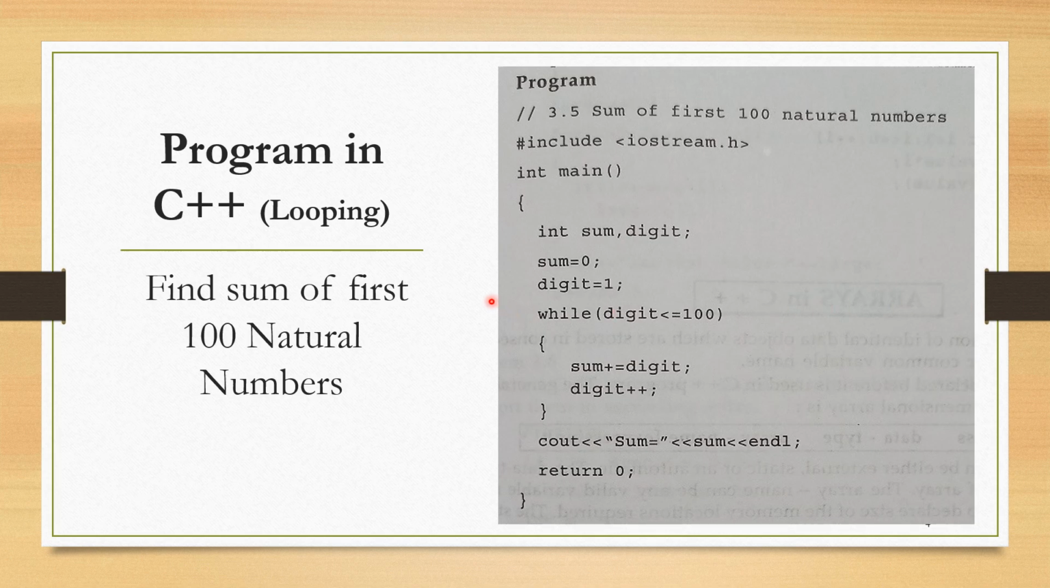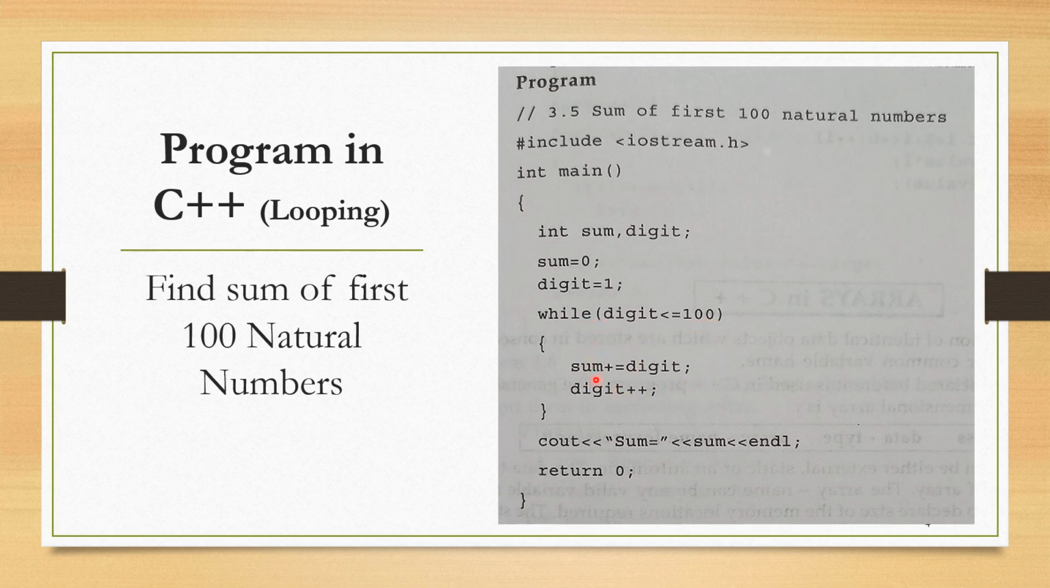Then this is another program for looping. Find the sum of the first 100 natural numbers. So this is your iostream included, the header file, then main, which returns an integer value. There are two variables declared, sum and digit. Initially sum is 0, digit is 1. Now this is a loop, until digit becomes less than or equal to 100.